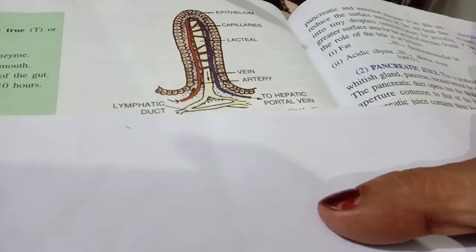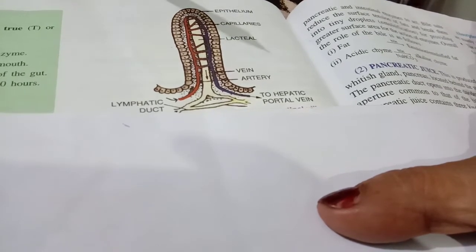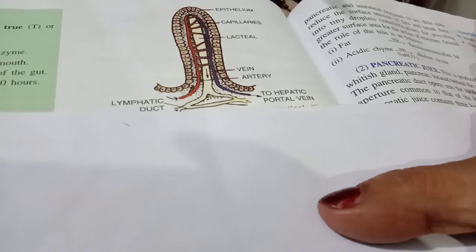They impart the greenish yellowish color to the bile juice. So the bile juice is somewhat greenish in color.